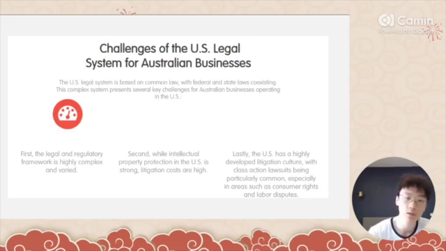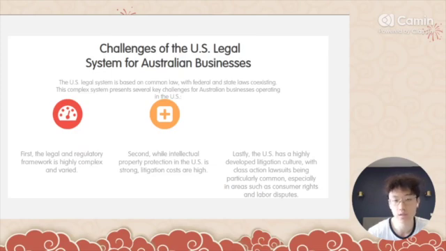First, the legal and regulatory framework is highly complex and varied. Labor laws, taxation, and environmental regulation differ greatly between states, increasing compliance costs for businesses. Second, while intellectual property protection in the US is strong, litigation costs are high. Companies that fail to safeguard their intellectual property adequately may face substantial damages.